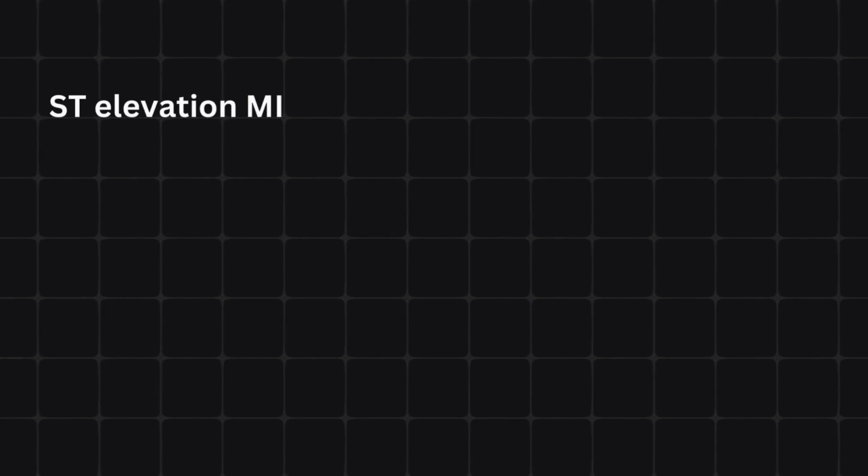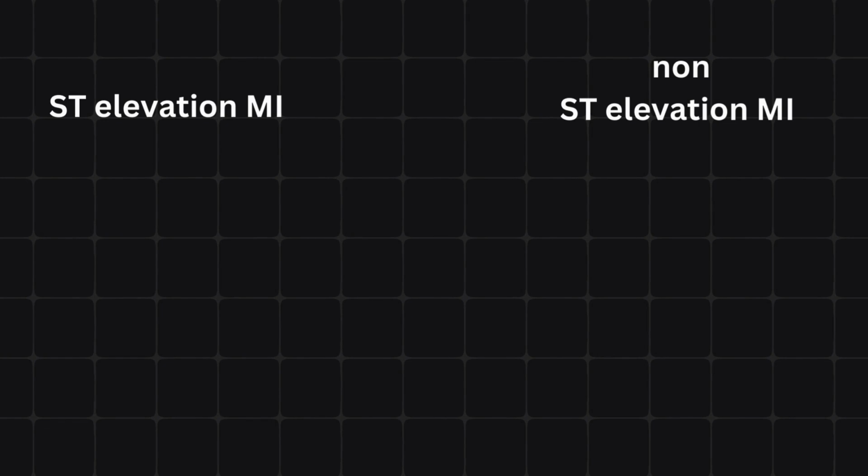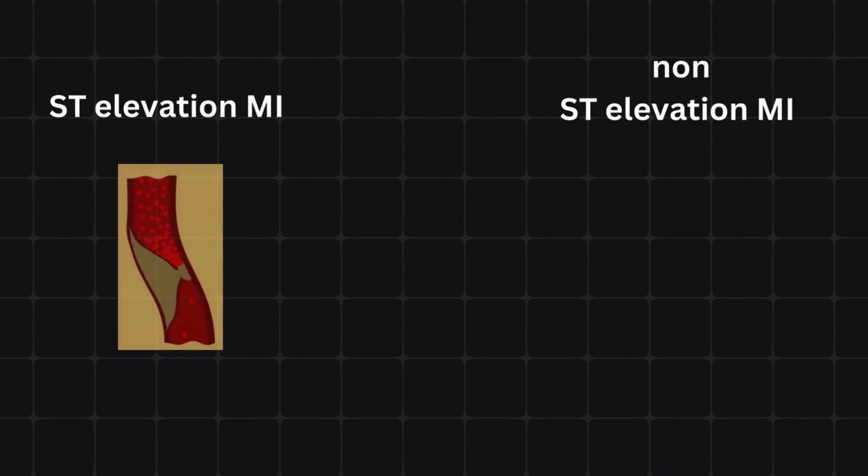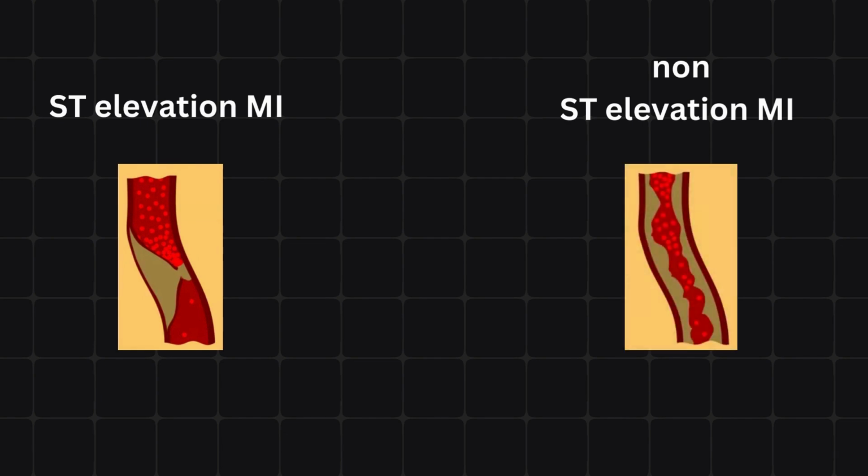According to this, we can classify myocardial infarctions into ST elevation MI and non-ST elevation MI. In ST elevation MI, there is complete occlusion of the coronary artery, while in non-ST elevation MI, there are only partial occlusions. It is important to diagnose them correctly, because the treatment is different for both. In ST elevation MI, the treatment is thrombolytics and percutaneous interventions. While non-ST elevation MI is treated conservatively with heparin and antiplatelets.